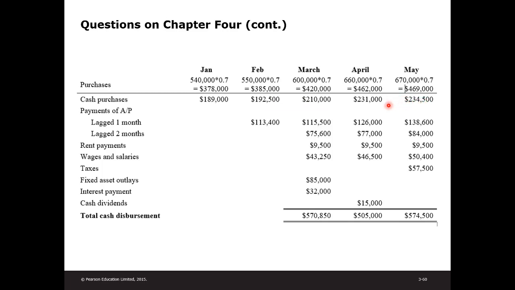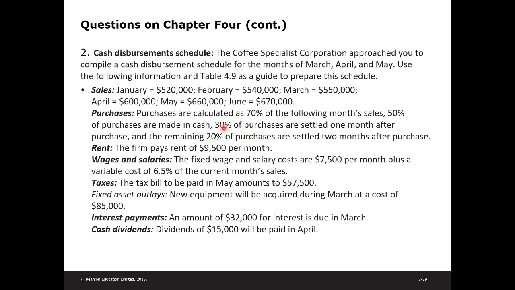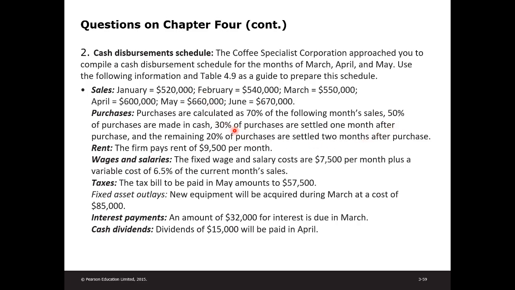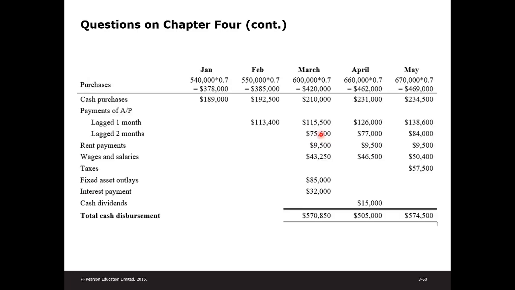Now we have to calculate the first lagged month for the accounts payable payments. Okay, we are told here that 30% will be settled 1 month after the purchase. So in order to calculate the remaining amount of purchases that will be due next month, we need to multiply this figure, which is the $378,000, by the 30%, which is the purchases settled after 1 month. So this will give us the first 1 month lag.